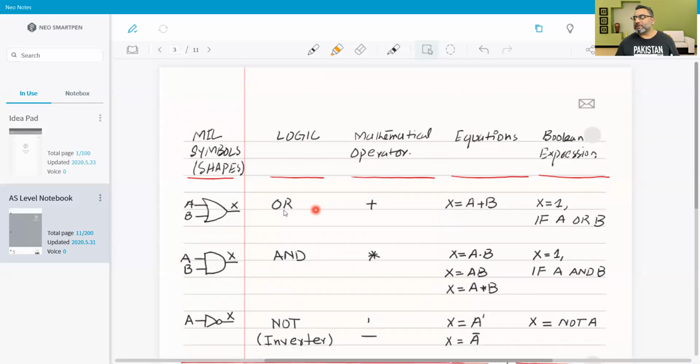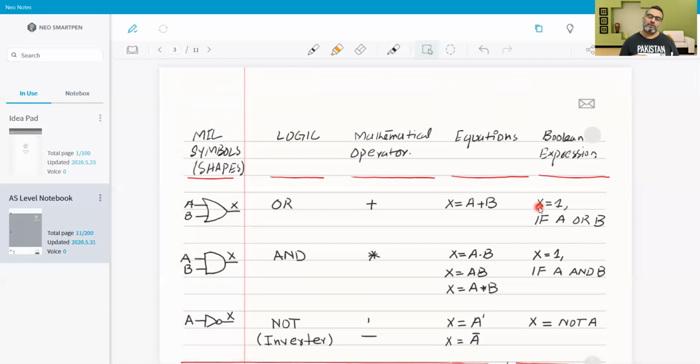Then we have got this equation. So if you could see that there are two inputs, A and B, and there is one output X. So we can represent this graphical representation this way. X is equal to A plus B, and we know that this plus is actually showing OR. Or in Boolean expression, in the logical form, it is X is equal to 1 if A is equal to 1 or B is equal to 1, or simply X is equal to 1 if A or B. It means you can choose either if one input is true or the other one or both.